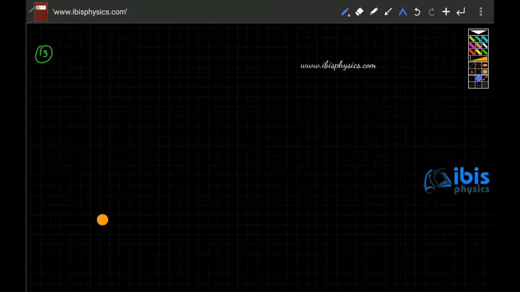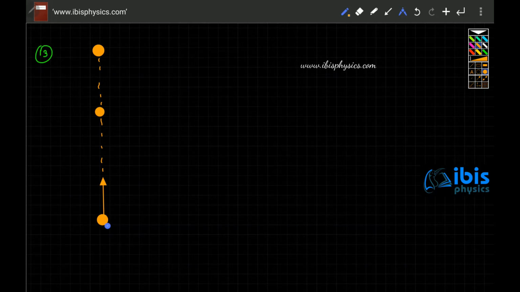So an object is projected upwards with velocity u. How long will it take to return back to the ground? You know this one. When you project an object, the object will go upwards against gravity and reach the highest point. There it is momentarily coming to rest, and then it will come back and reach here.